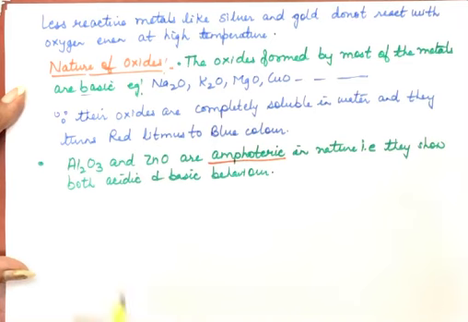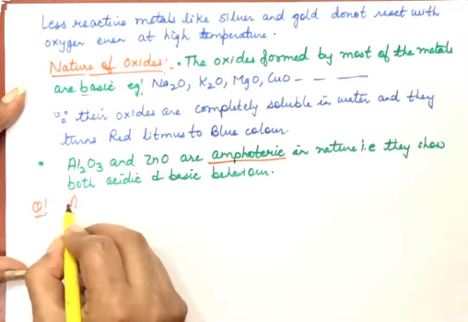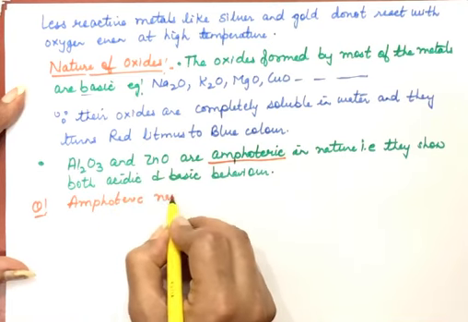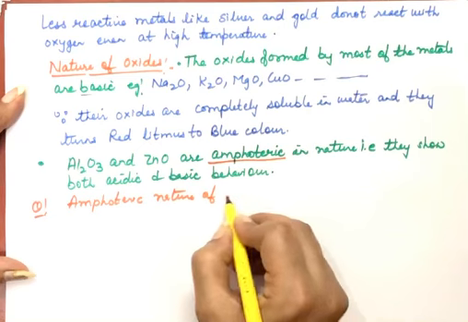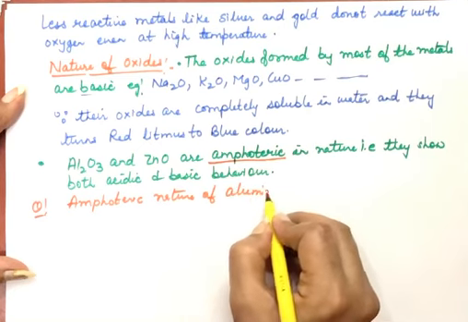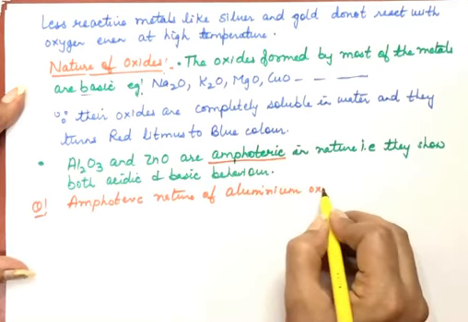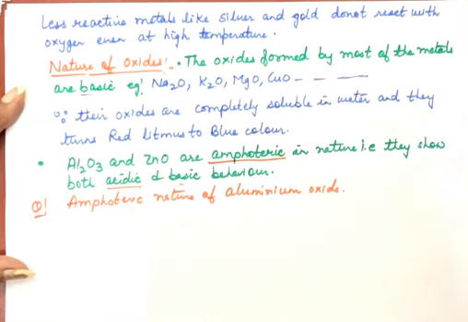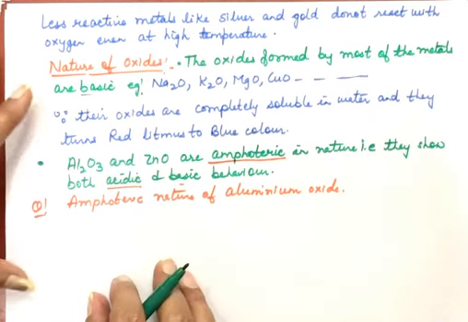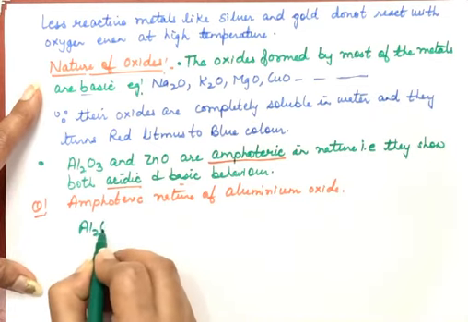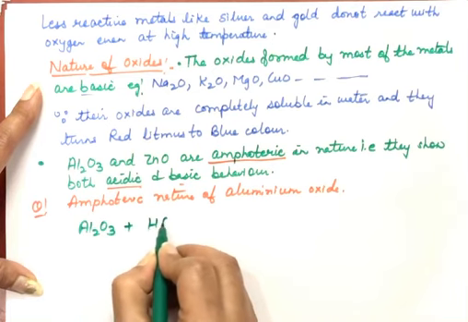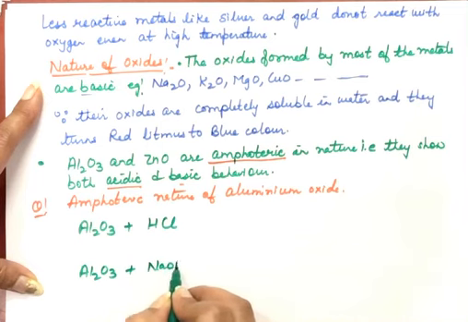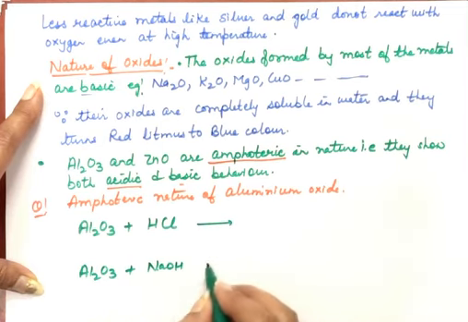Now, a very important question we have after this is, we have to prove that aluminium oxide or zinc oxide, we can take, that these are amphoteric in nature. So how do we prove that this oxide is amphoteric in nature? They show both acidic and basic behavior. That means they react both with acid and with a base. So if I take aluminium oxide and react this with acid or react this with a base, it is reacting with acid as well as with a base.